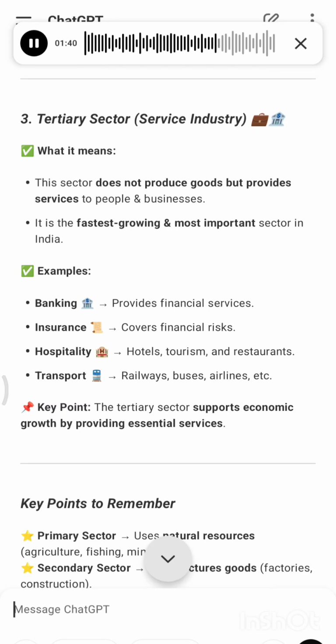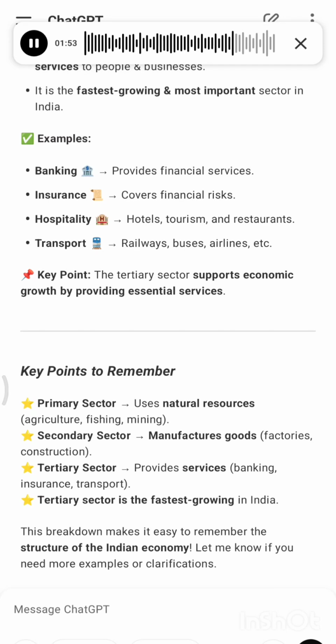Insurance, covers financial risks. Hospitality: hotels, tourism, and restaurants. Transport: railways, buses, airlines, etc. Key point: the tertiary sector supports economic growth by providing essential services.